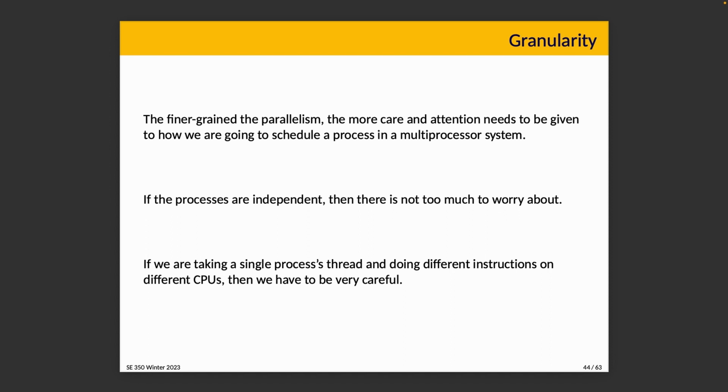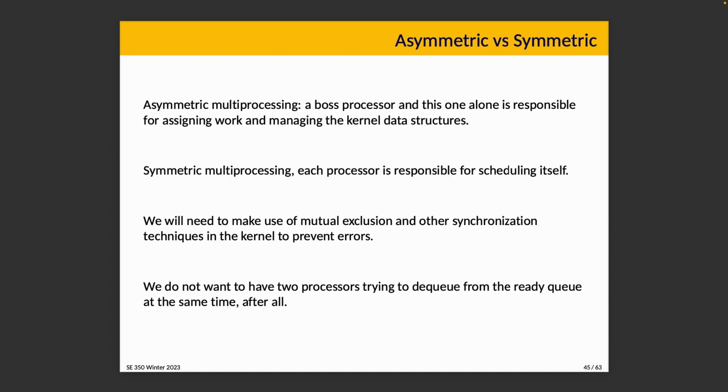So asymmetric multiprocessing, incidentally, is something I'll mention, but it's not something that we're going to spend a lot of time on. But asymmetric multiprocessing used to be the model in some systems. And it says there is one boss. It's usually CPU 0, but it hypothetically could be any of them. And this processor and this one alone is responsible for assigning work and managing the kernel data structures. And it is, like I say, the boss. It gives the work, and the workers do the work that they're assigned.